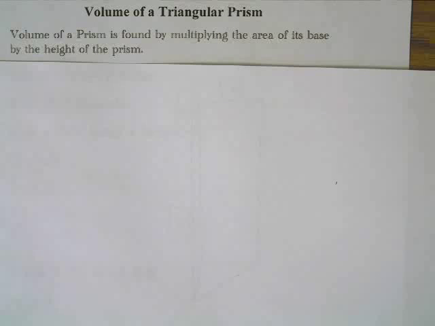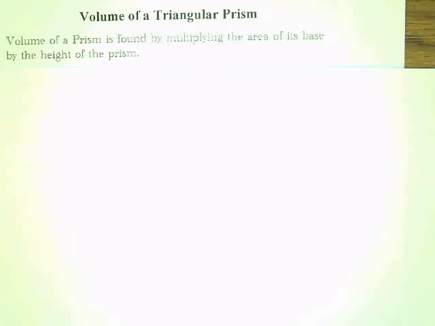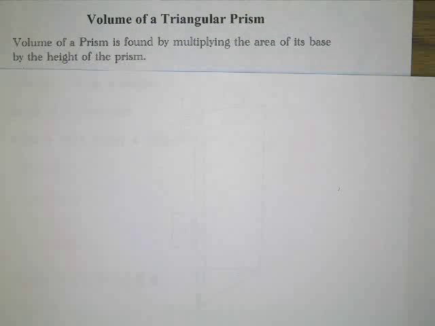Working on volume of a triangular prism. Volume of a prism is found by multiplying the area of its base by the height of the prism. Isn't it ironic that when we did volume of a rectangular prism, I told you the equation is area times height. That allows you to do volume of anything, because you can find the area of something, you can then find the volume. So who can tell me what the equation for finding area of a triangle is?